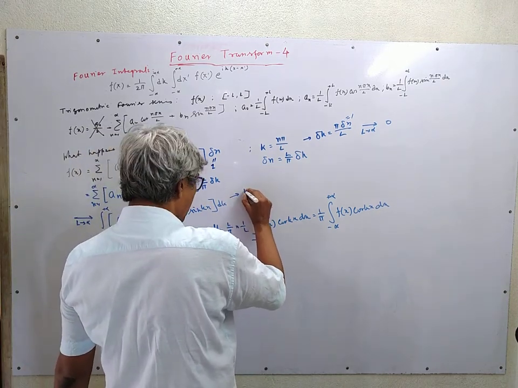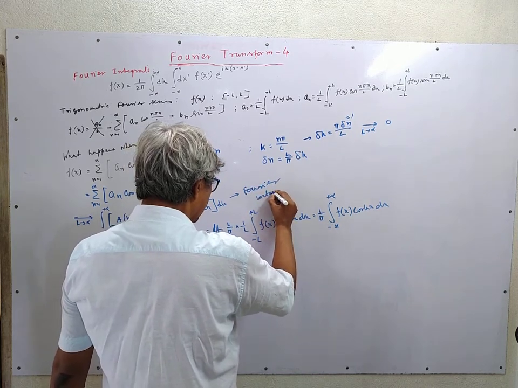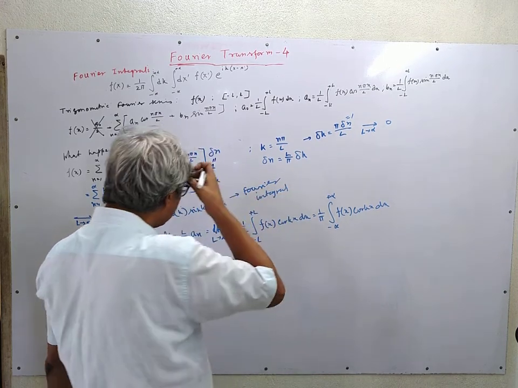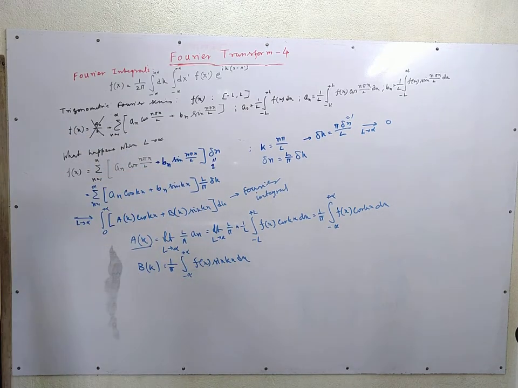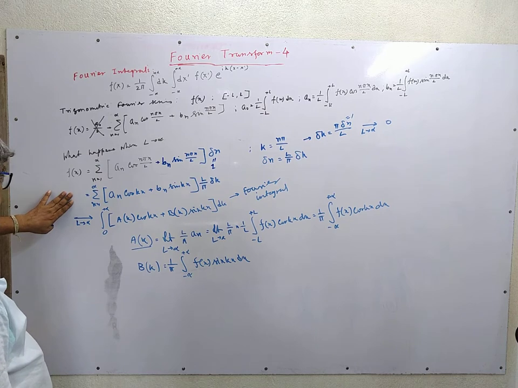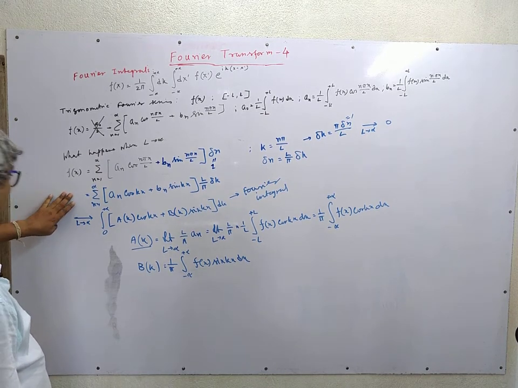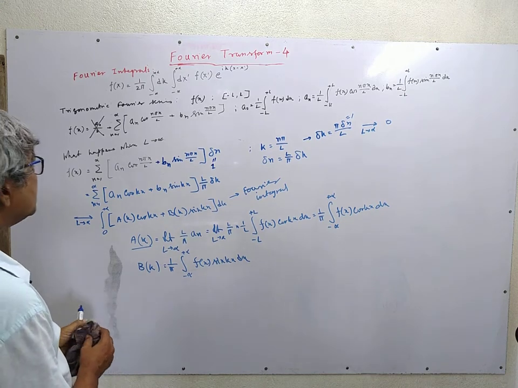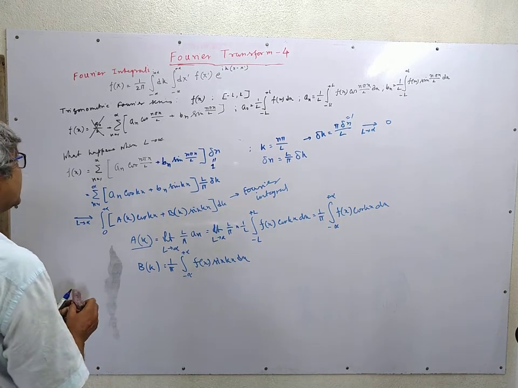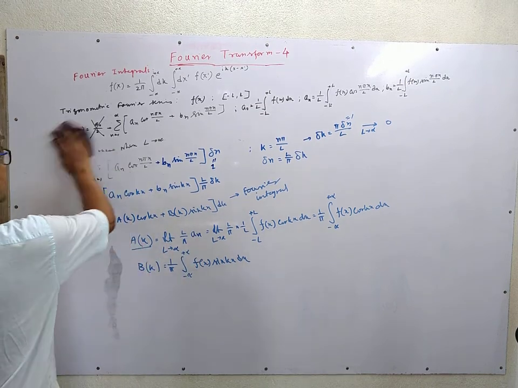This is another form of Fourier integral. So there are two alternative forms of Fourier integrals. One is in terms of this complex Fourier series, and another one is from trigonometric Fourier series. So we write another transform as this result.